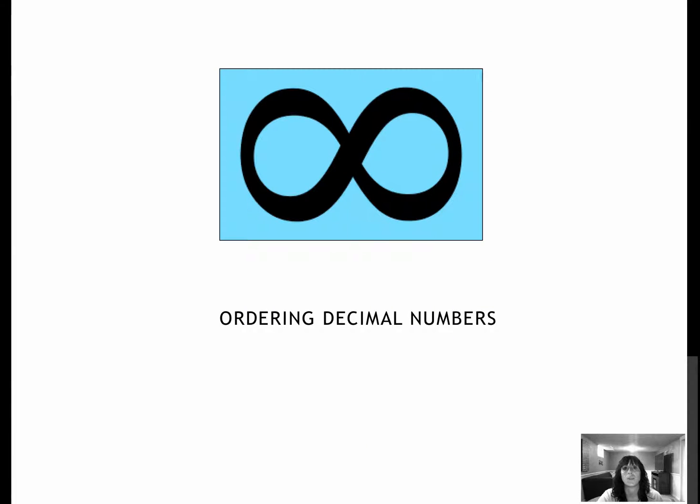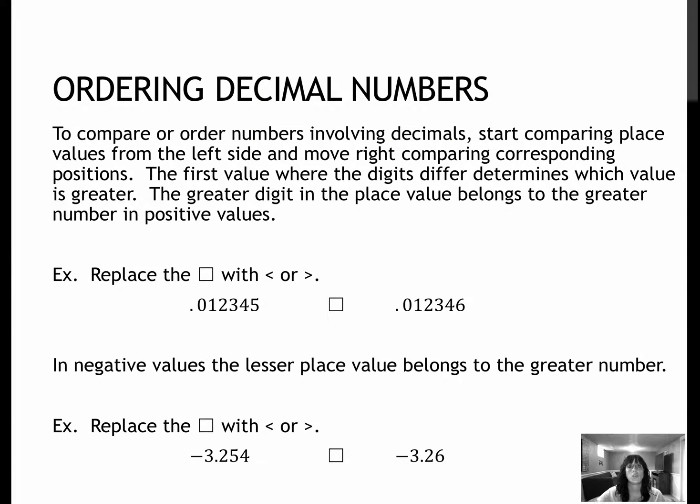Often we are interested in being able to order numbers from least to greatest if we're trying to compare values, and so we are going to learn how to do that with decimal numbers now. One way to compare or order numbers is to use the less than or greater than sign. In this case, we're going to replace the box with the greater than or less than sign. And when we do this with decimals, we're really just comparing place values.